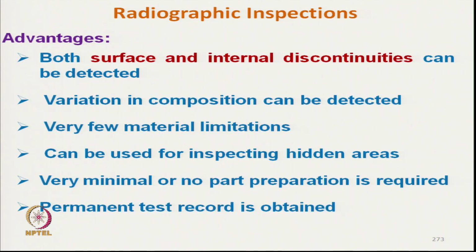The main advantages are that both surface and internal discontinuities can be detected, variation in composition can be detected, and there are very few material limitations, so we can use it for different types of material. It can be used for inspecting hidden areas, very minimal to no part preparation is required, we can use it directly, and a permanent test record can be maintained.